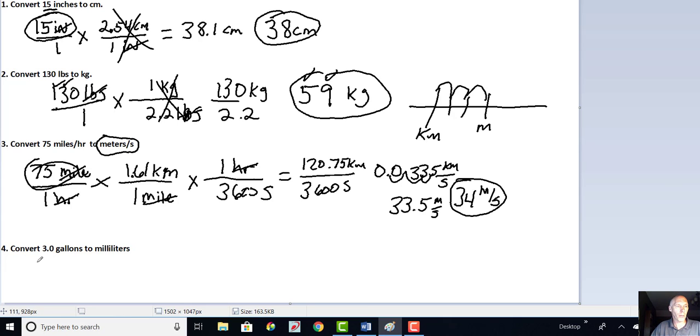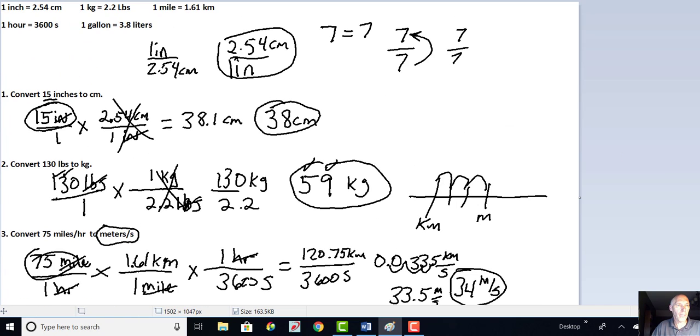Okay, here's a chemistry one for you. Convert 3 gallons to milliliters. First of all, think in your mind for a second. A milliliter is a small unit. 3 gallons is a lot. Okay, so it's going to be a huge number. So you write down what you have. 3 gallons. I'm just going to write GAL for gallon. Put it over 1. Do your dimensional analysis here.